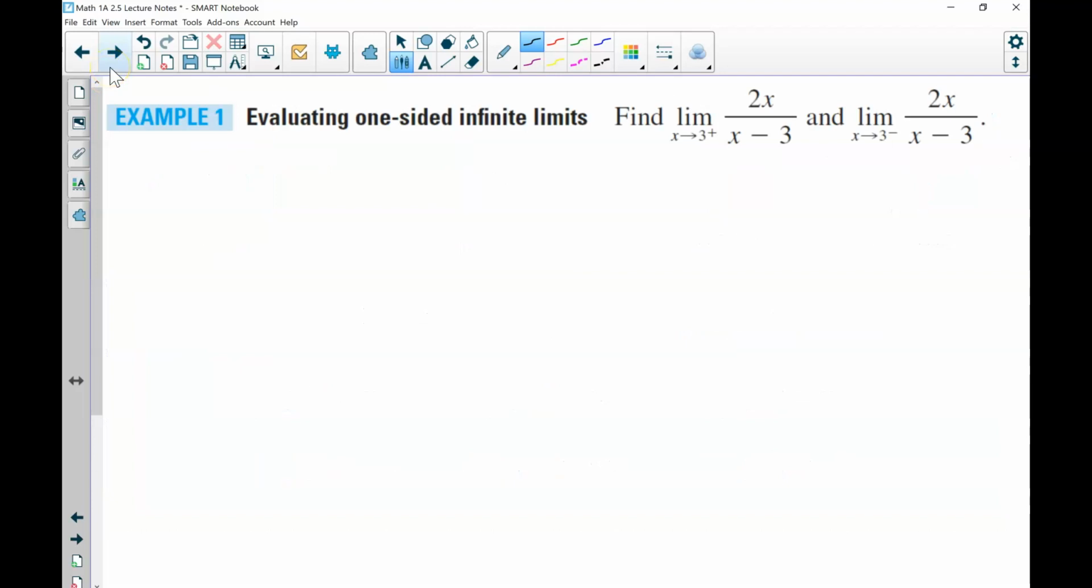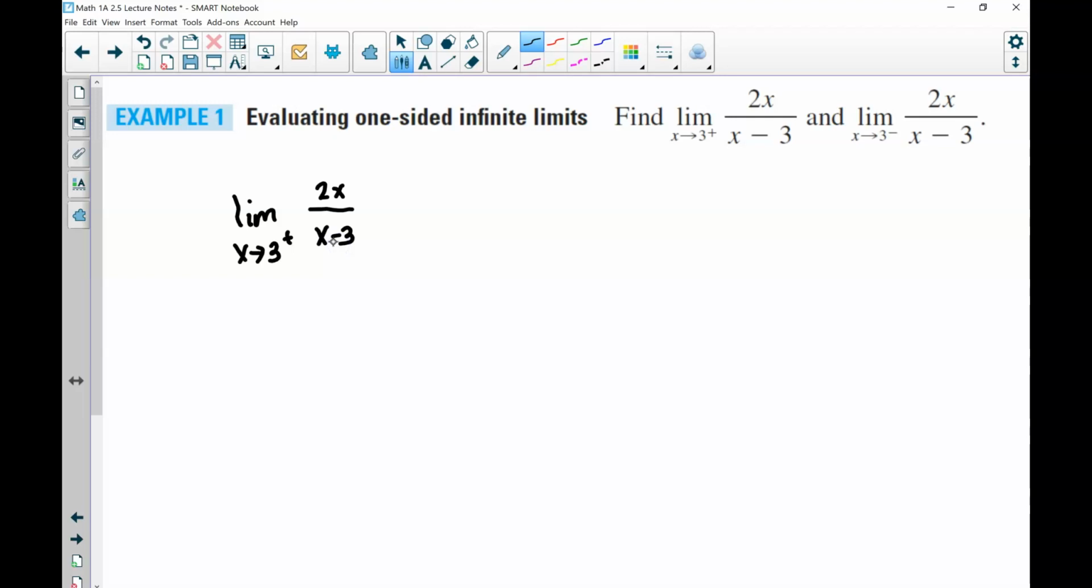Okay, so let's take a look at example number 1. In example number 1, we want to be able to evaluate one-sided limits and find the one-sided infinite limits. If we take a look at the first one, what it's saying here is the limit as x approaches 3 from the right of the function 2x over x minus 3.